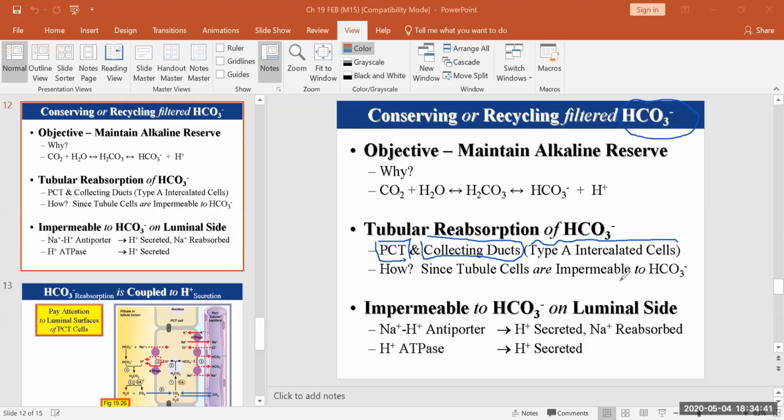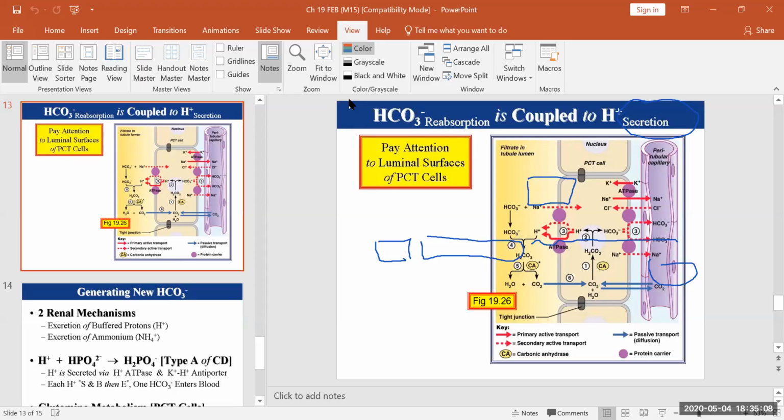Now we have the problem. Bicarbonate is water soluble. It cannot cross cell membranes. It cannot cross plasma membranes. So we have to have a trick, right? Since all cells are impermeable to bicarbonate, this is water soluble. Okay. So let's go over here on the next slide and see, this is a nice trick. It's not really fancy, but it works.